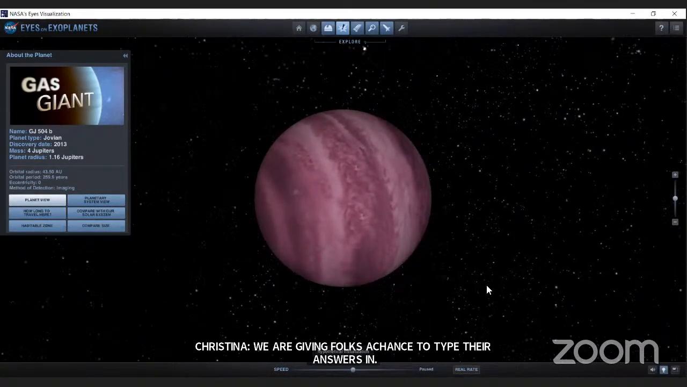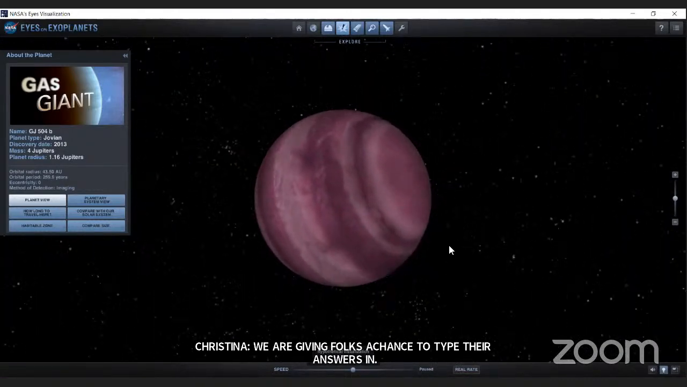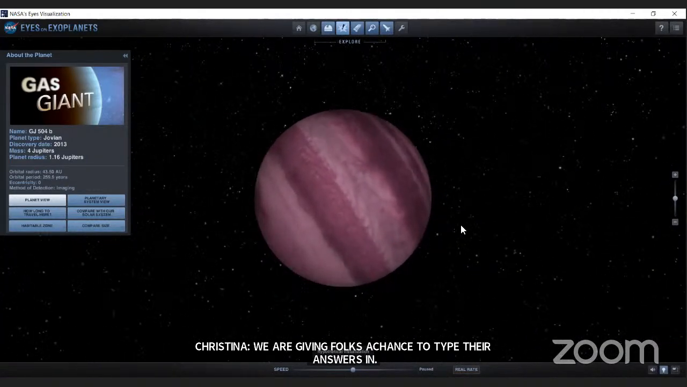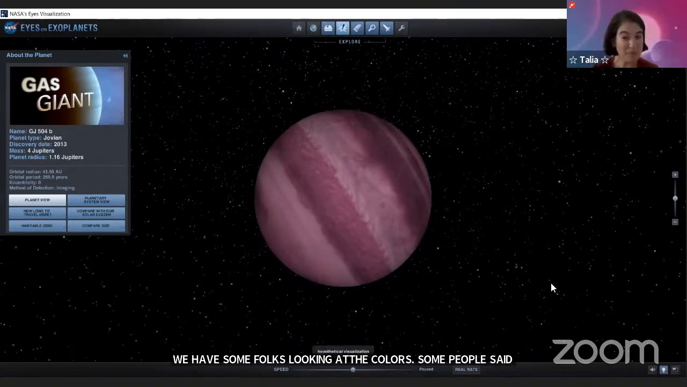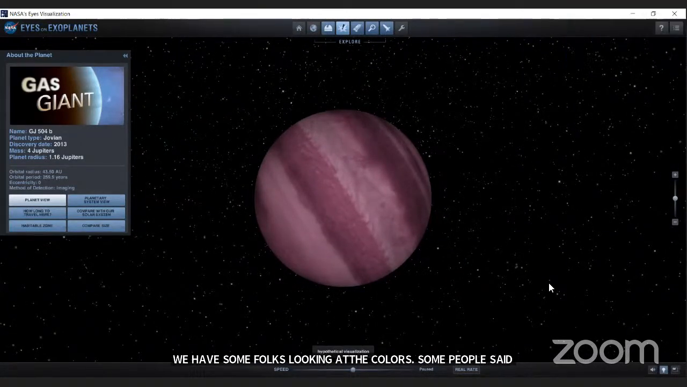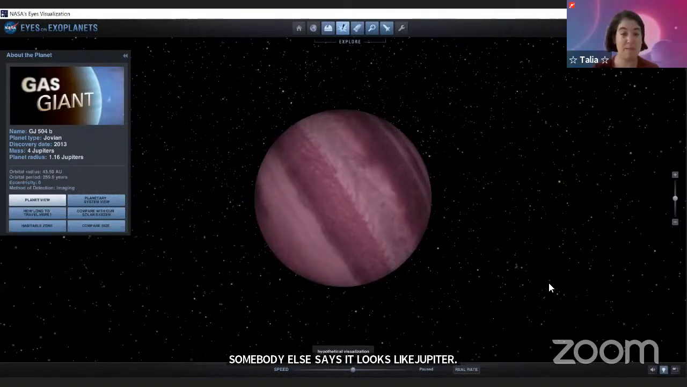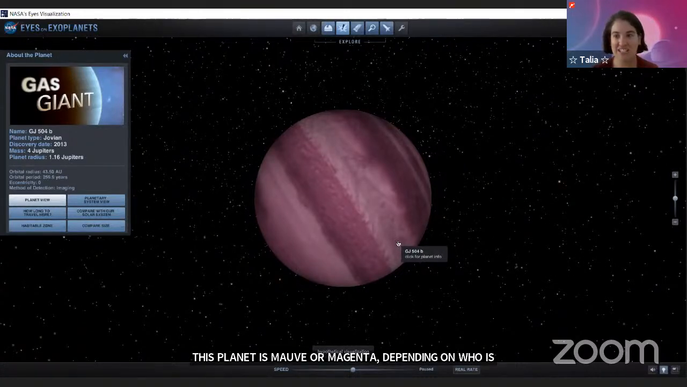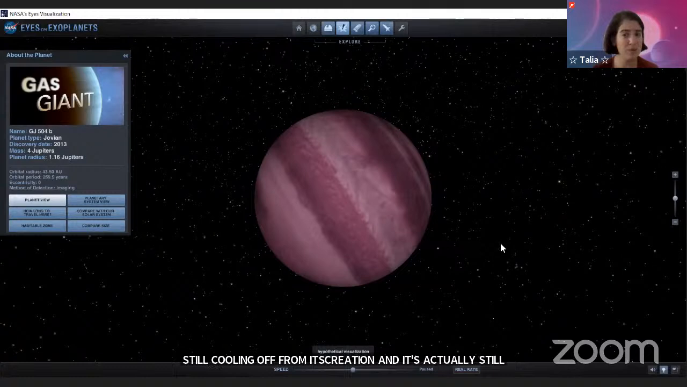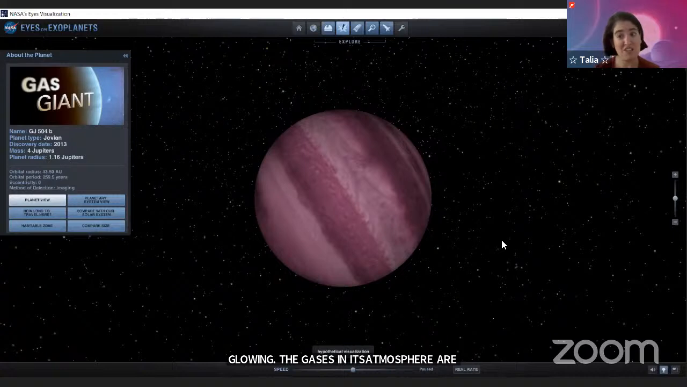We have some folks looking at the colors. So some people said they noticed purples and pinks, or that it's a strange, maybe unexpected color. Yep. Somebody else says it looks like Jupiter. I'll leave it at that. Exactly right. This is a weird color. This planet is mauve or magenta, depending on who's describing it. We think this is because it's still cooling off from its creation, and it's actually still glowing. The gases in its atmosphere are still glowing, which gives it this weird color that we have not observed in any other planet. This planet is pink. So they come in fun colors.